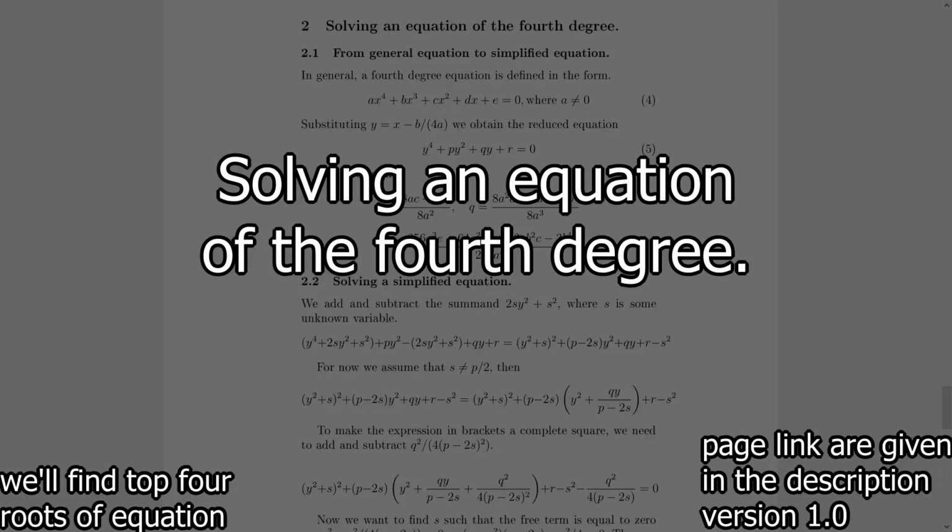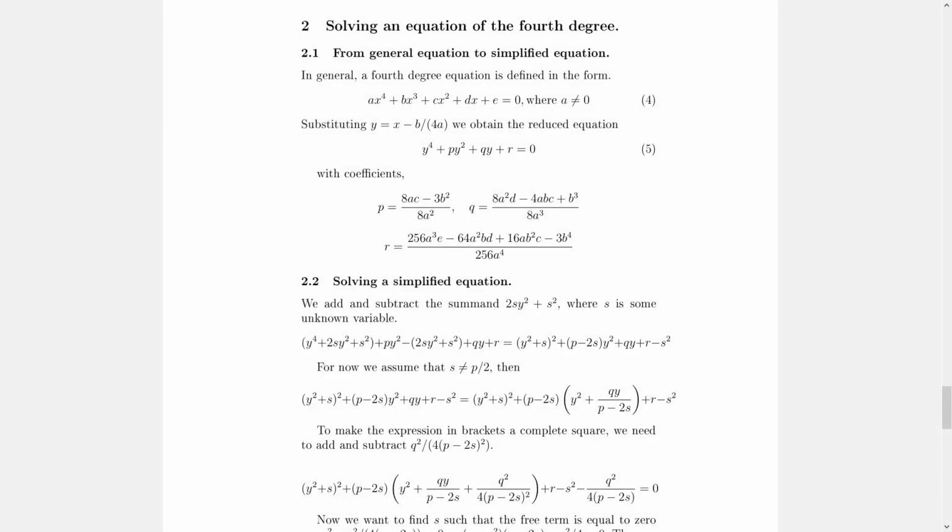Solving an equation of the fourth degree. From a general equation to a simplified equation. In general, a fourth degree equation is defined in the form a multiplied by x to the power 4 plus bx cubed plus cx squared plus dx plus e equals 0, where a is not equal to 0.